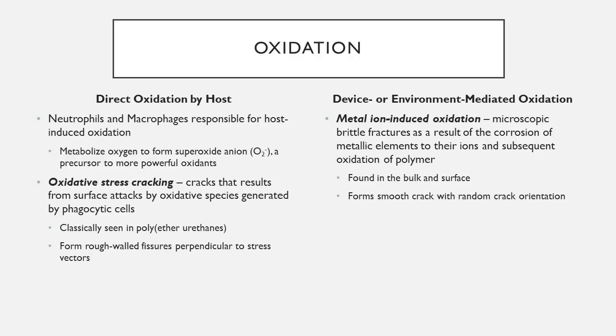It's found not just at the surface, but in both the bulk and the surface, in contrast to oxidative stress cracking. Because remember, the cells typically can't get within the bulk of a polymer, so that tends to happen on the surface, whereas metal ion-induced oxidation is in both the bulk of the material and the surface as well.